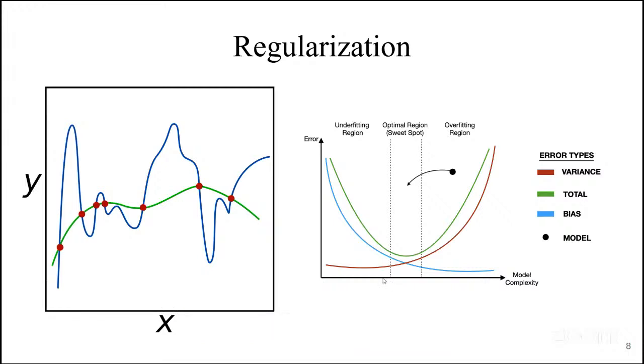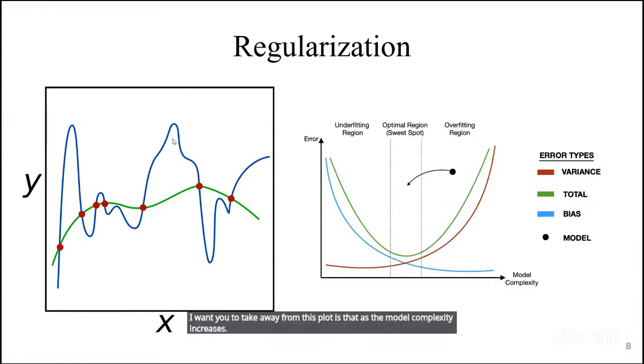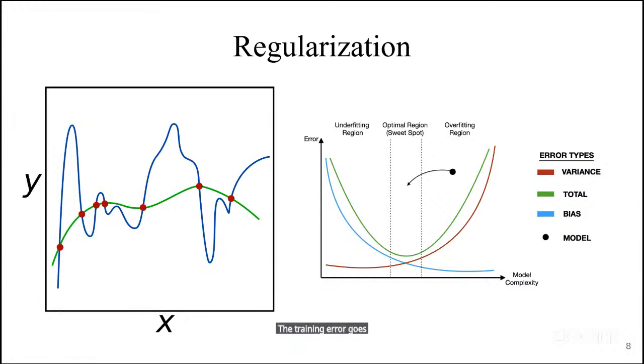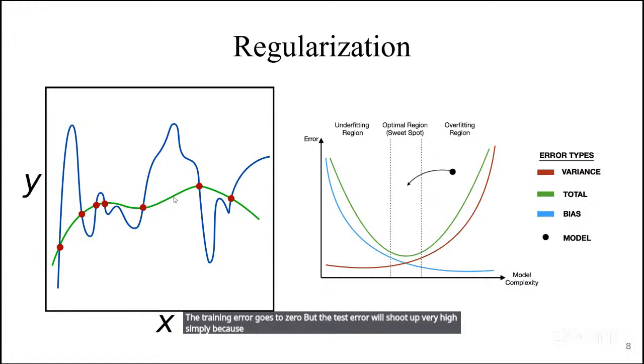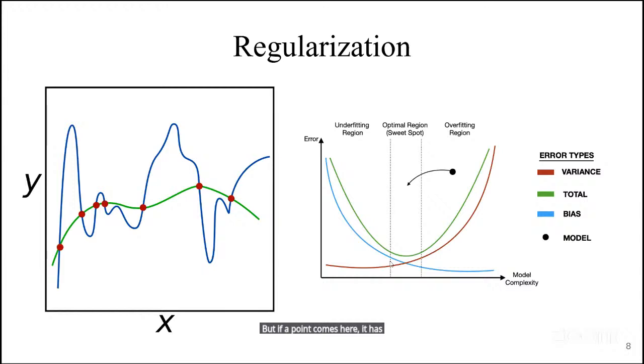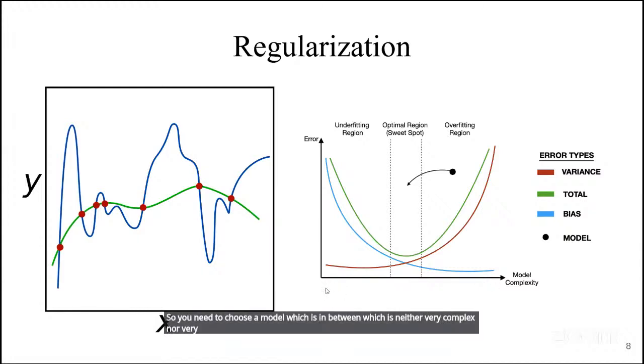What I want you to take away from this plot is that as the model complexity increases, the training error goes to zero, but the test error will shoot up very high. Simply because now you have made your model so complex that it is not able to explain certain data points. It has more curvatures to fit all the data points, but if a point comes here, it has very high error. So you need to choose a model which is in between, neither very complex nor not even complex at all.